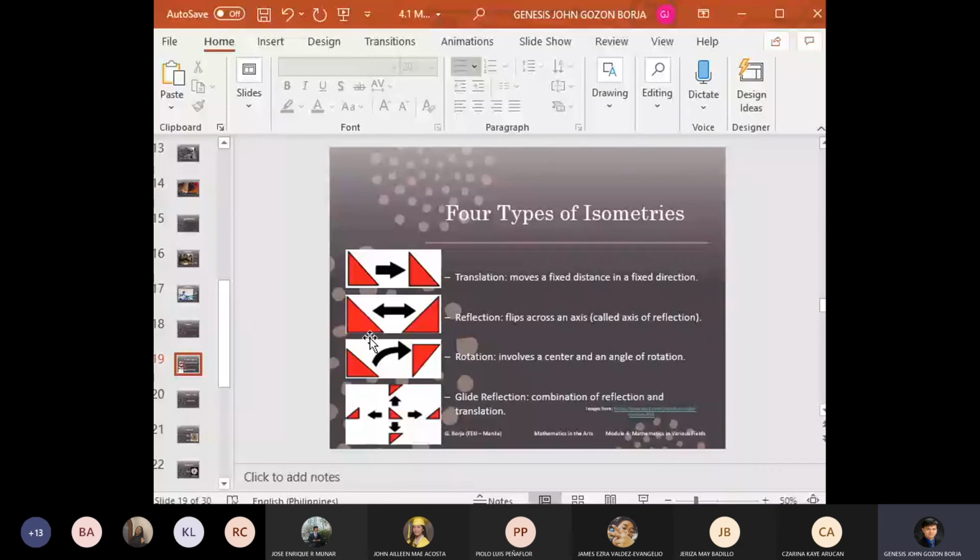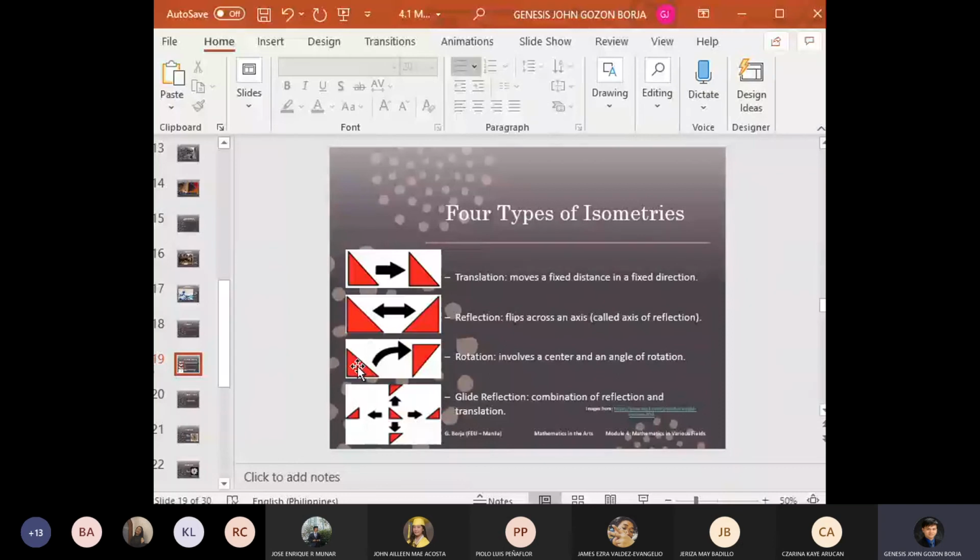Okay, so halimbawa, this triangle here, if we rotate it, kunyari, this is our center of rotation, and we would like to have this rotated at 90 degrees, kunyari, then this will be the image. Pero kung kunyari, ito yung center mo, nasa loob, tapos you rotate counterclockwise 90 degrees, iba din yung image mo. But technically, the shape will still be this triangle itself. Okay? Again, nag-iiba lang yung orientation.